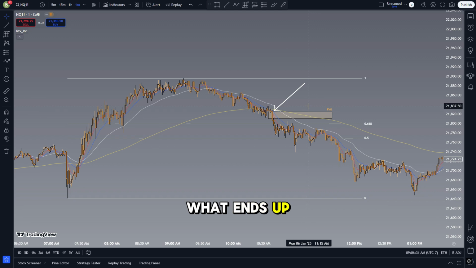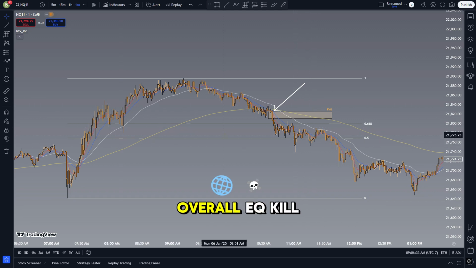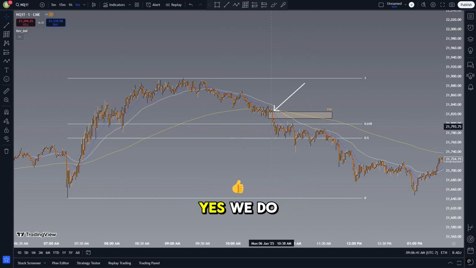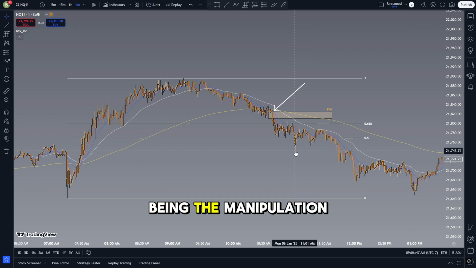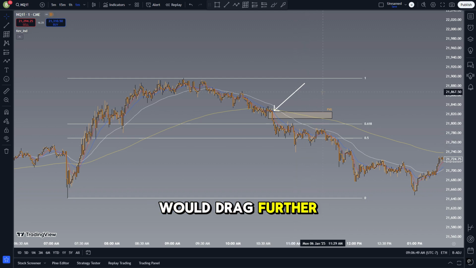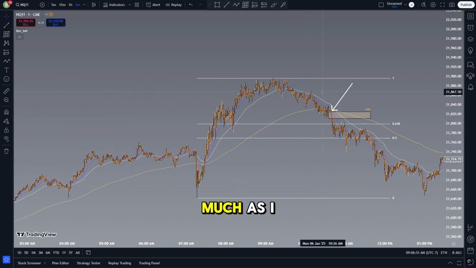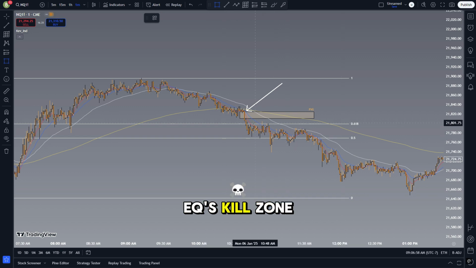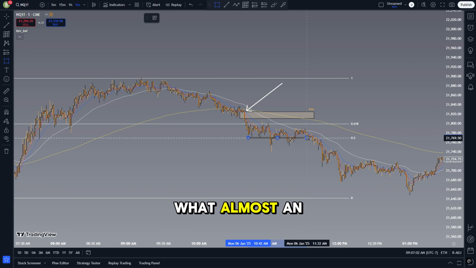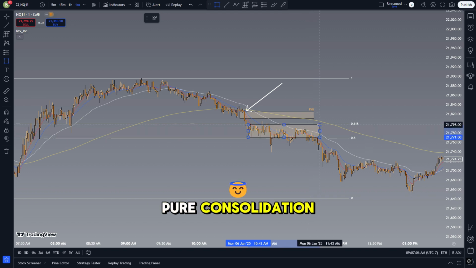Okay, let's see what ends up happening when we do get to this overall EQ kill zone though. Yes, we do start accumulating orders, and a lot of people could see this as just an accumulation phase, this maybe being the manipulation, and then we would drag further up. Now, yes, as much as I would want to agree with that, the last thing that you want to see when we come to EQ's kill zone is, how long is this? What, almost an hour of just pure consolidation.